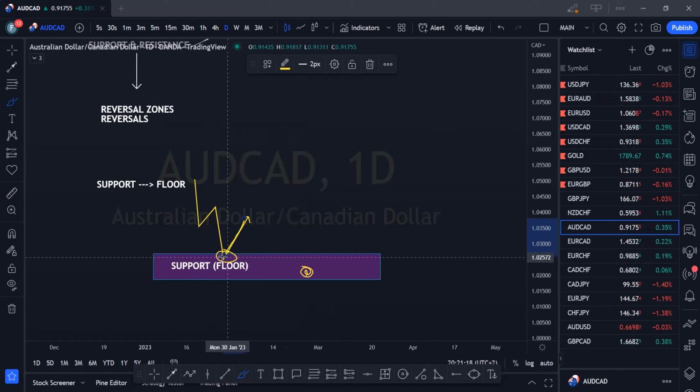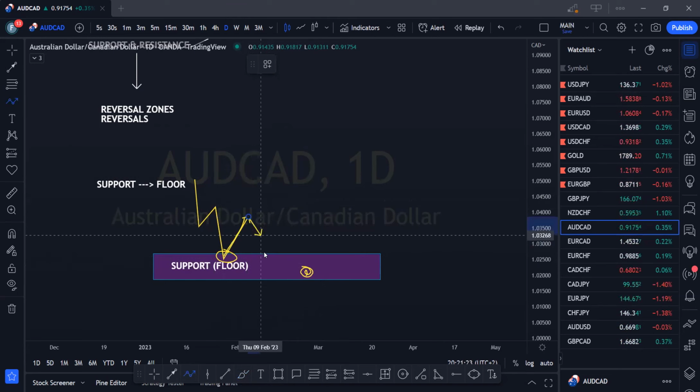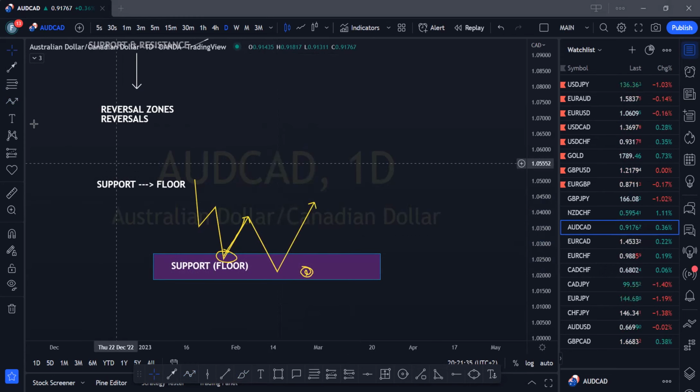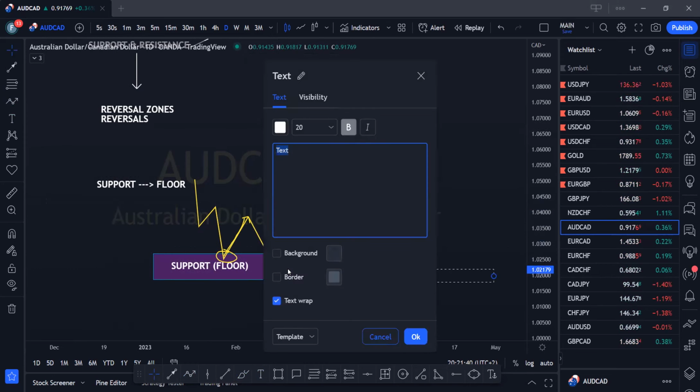So when price comes back into the zone in the future, you'll be expecting to buy here. Okay, so that's the concept of support and resistance. So in essence, what do we do at support? We buy at support.